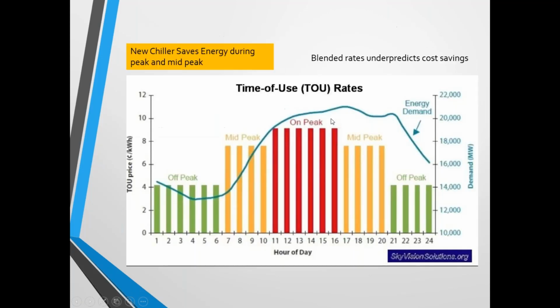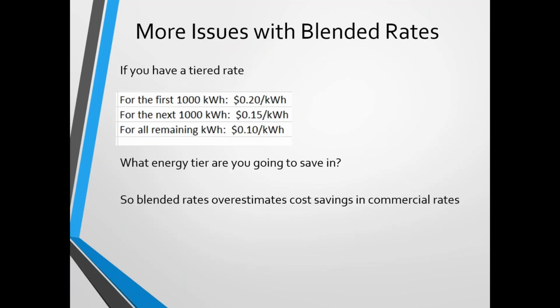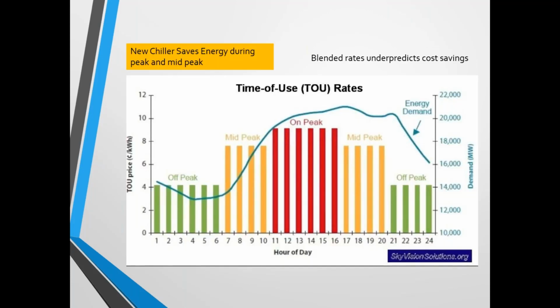Okay, so blended rates, let me go back. Let me take that back. When you have a tiered rate, blended rates will overestimate the cost savings. So let's say we put in a new chiller. This is interesting. You put in a new chiller, we have time of use rates. So you're going to save all your energy here in the red zone on peak and a little bit on mid peak. And let's say none on off peak.